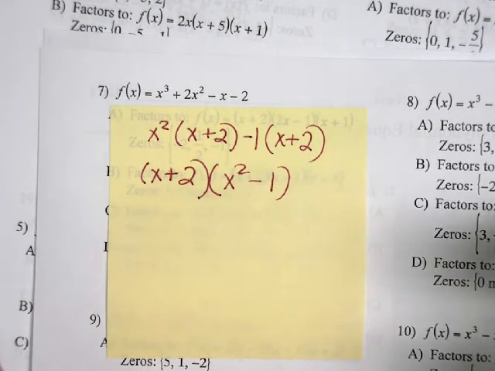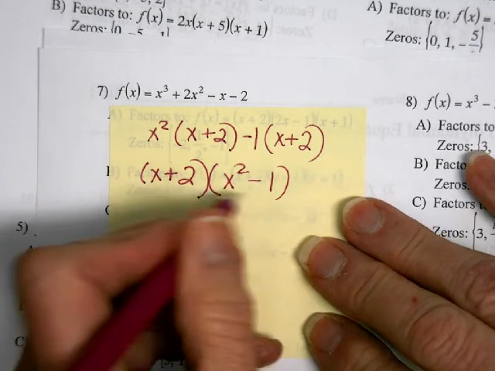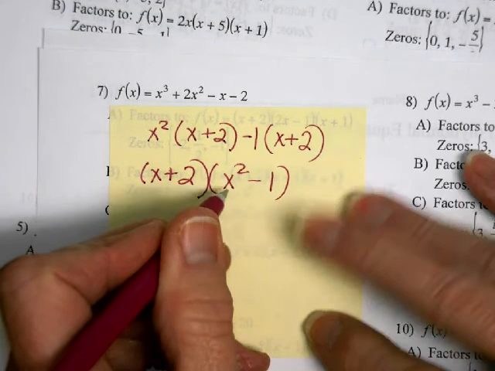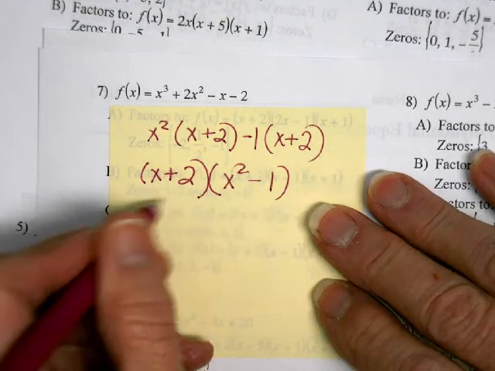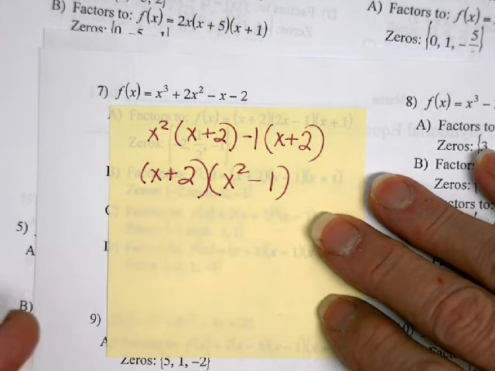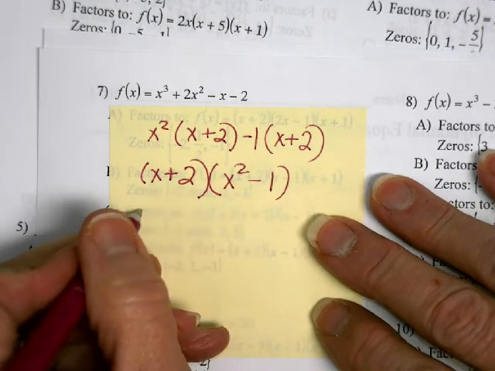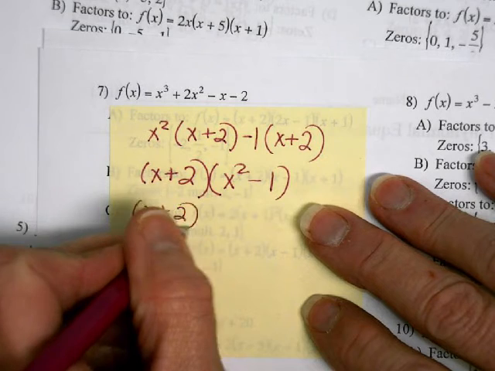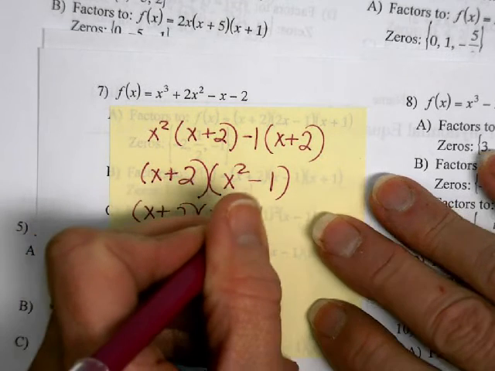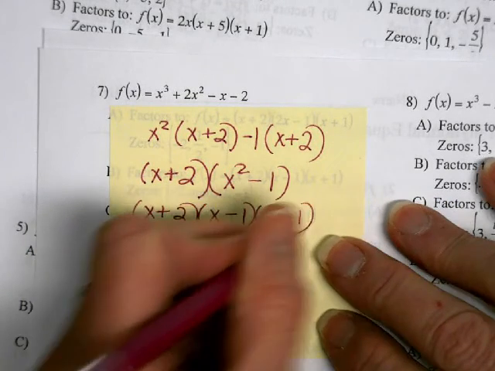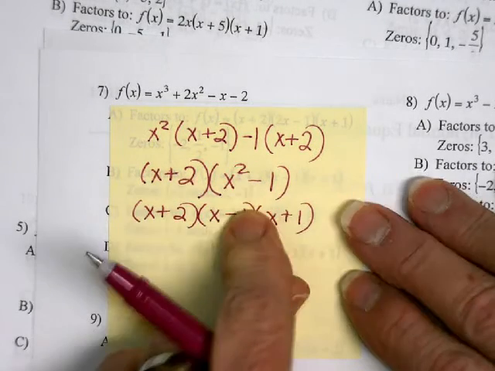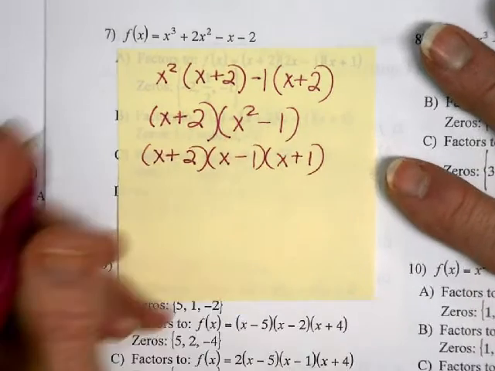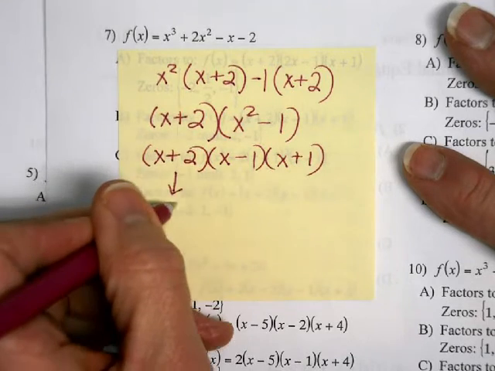How's your brain with that relationship? This guy can be factored one more time because it's the difference of squares. I didn't factor that x squared plus 4 because it couldn't be factored in the real number universe. But this one can be. So I have an x plus 2, an x minus 1, and an x plus 1. That's the factor pattern for difference of squares.